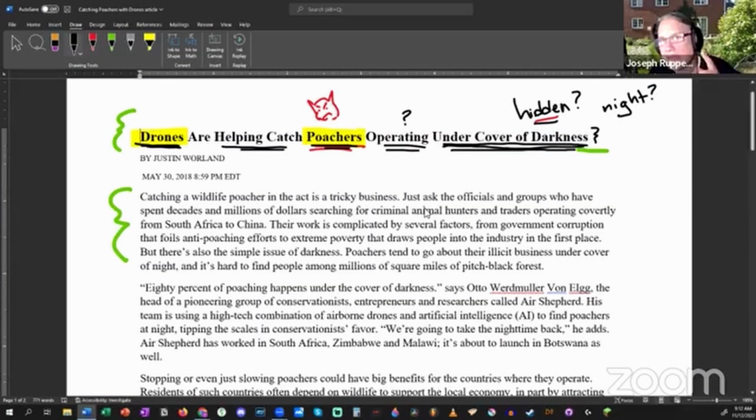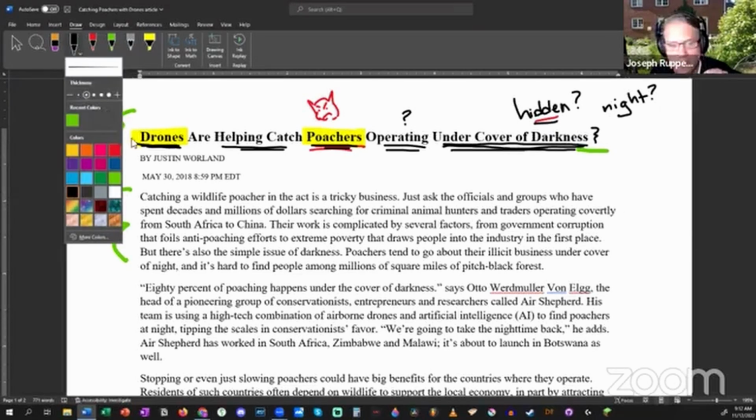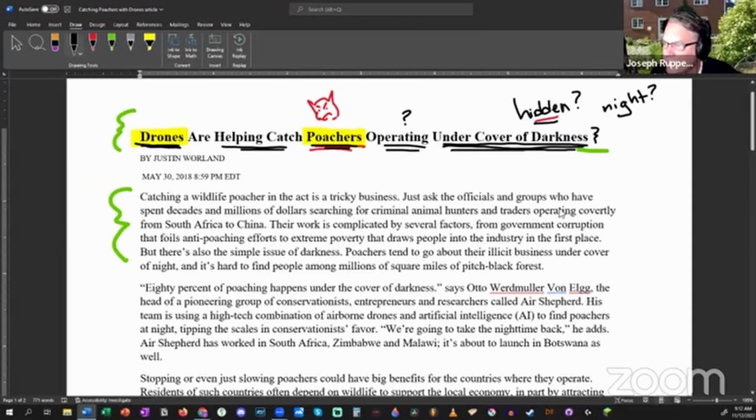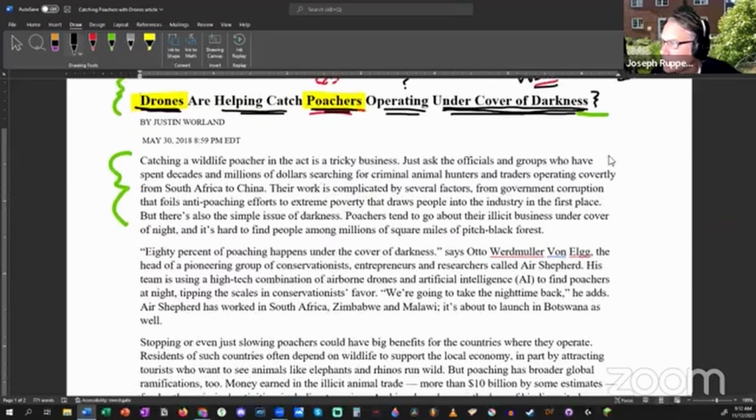Okay, so that's the title. Next, we're going to look at the first paragraph and the last paragraph to see if this is true, to see if we've got a clear idea here. All right, so let's start with our first paragraph and see if it seems to be that way. All right, here we go. First paragraph.